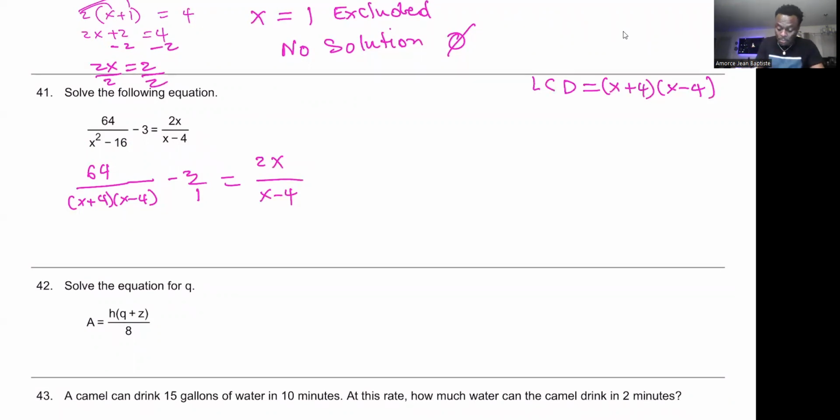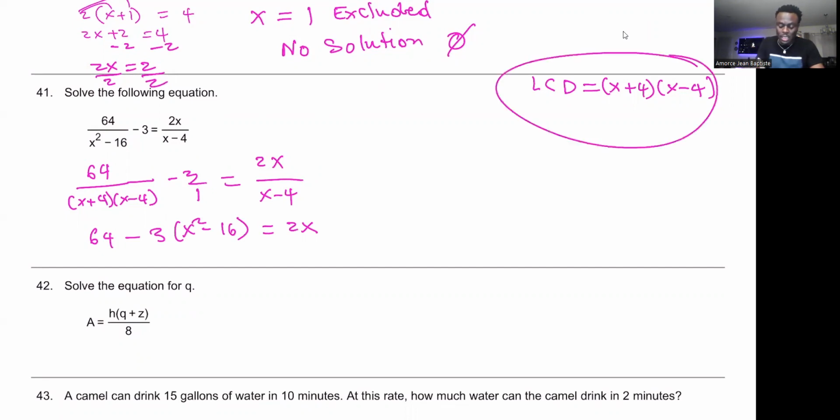So then when I multiply this one by the LCD, it cancels everything. I'm left with 64 minus 3 times, well, I'm going to have to multiply 3 by everything. X plus 4, x minus 4, which is the same as x squared minus 16, right? And then that equals 2x that multiplies the LCD, but the LCD shares a factor with this fraction, so that one gets canceled. I'm left with 2x times x plus 4.